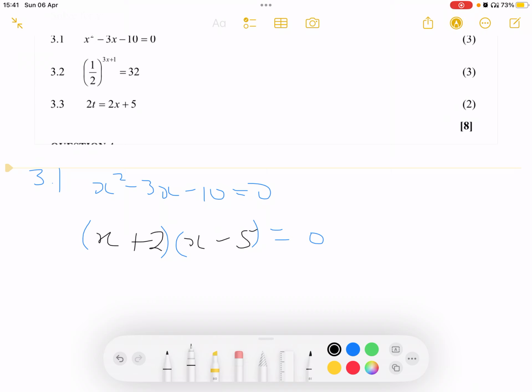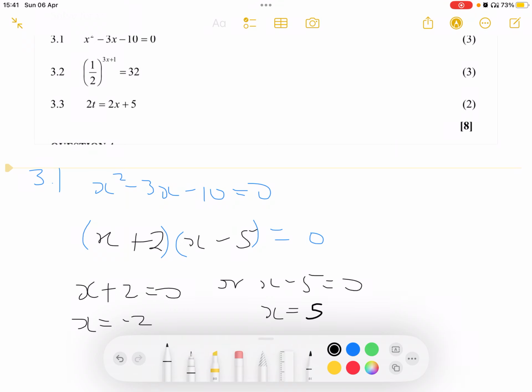So now we have to simplify to say x plus 2 is equal to 0, giving us x equals minus 2. Or x minus 5 equals 0. Change it to x equals, well, 0 minus 5 is just a minus 5. 0 plus 5, because the 5 is going to go to that side. So it just becomes simply 5.